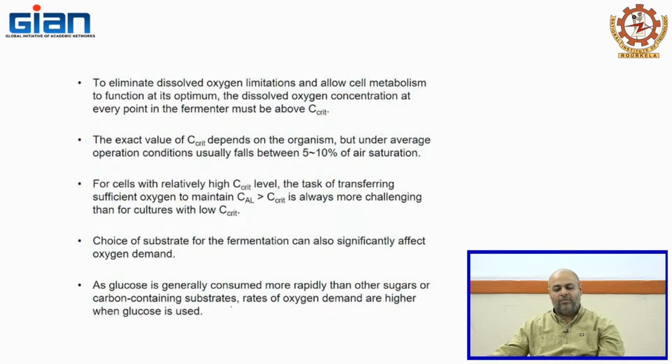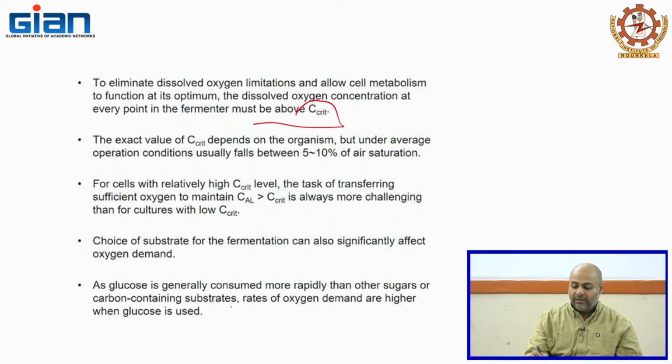So to eliminate dissolved oxygen limitations and allow cell metabolism to function at its optimum, the dissolved oxygen concentration at every point in the fermenter must be above the C critical. So you don't want to be below the C critical at any given point as the fermenter is running. Estimation of the C critical is very, very important. How will you estimate this C critical? Just give me an idea on that. How will you estimate the C critical value?